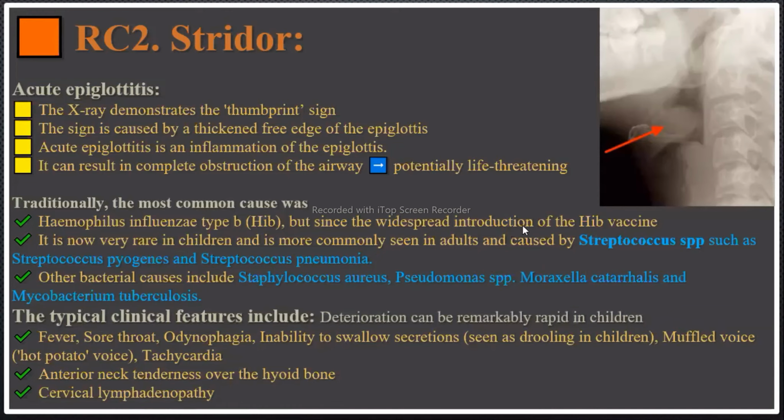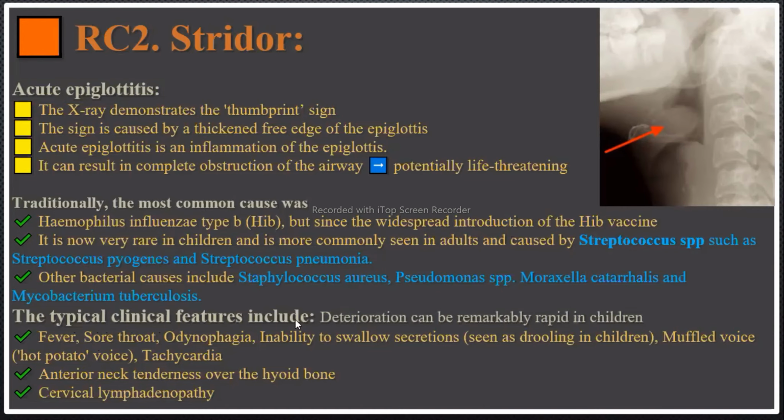type B, but because of the vaccine, it's not caused anymore by this organism. So you have to choose this option: Streptococcus species, like Streptococcus pyogenes, Streptococcus pneumoniae, and so on. Other causes like Staphylococcus aureus, Pseudomonas species, Moraxella catarrhalis, Mycobacterium tuberculosis. I care about Streptococcus species. Okay. After the vaccine, because most children now are vaccinated.